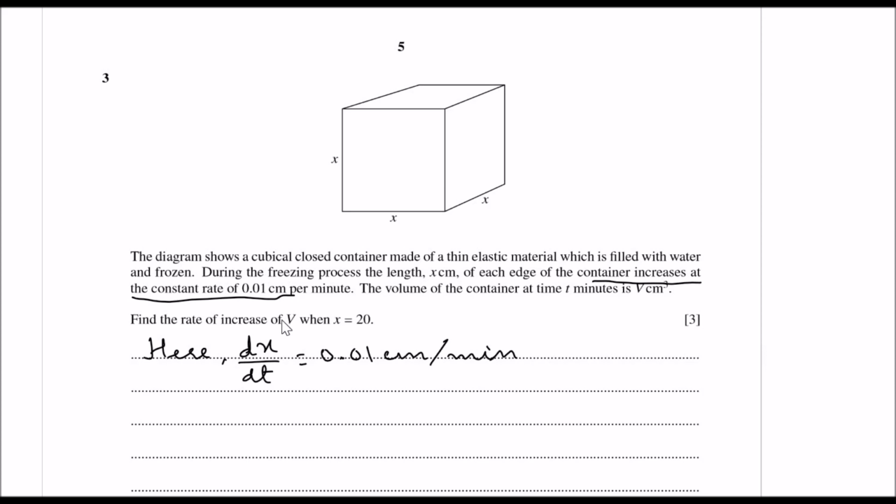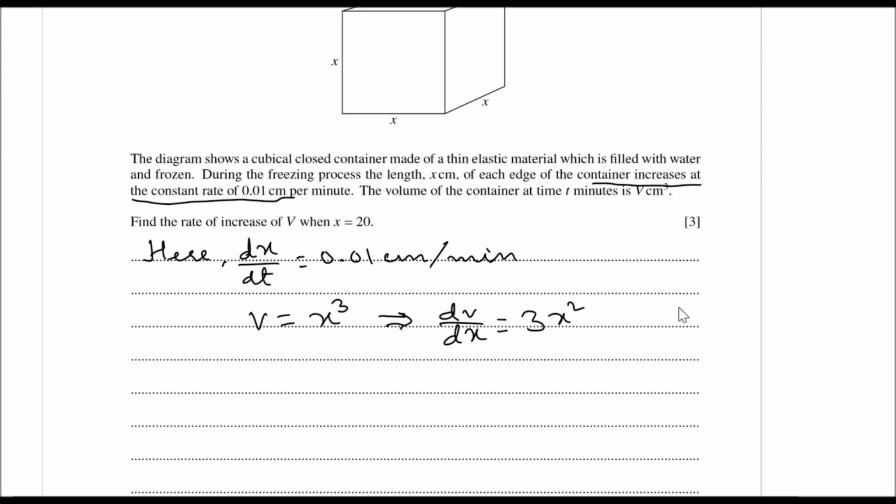Okay. Now, if we find V volume, as you can see, it is a cube with side length x. So x cube, because x times x times x, x cube. Now, from here we can find dV by dx. This is connected rate problem, so we need this. So dV by dx equal to 3x square. Okay. Now, what we have to find out? We have to find out dV by dt.